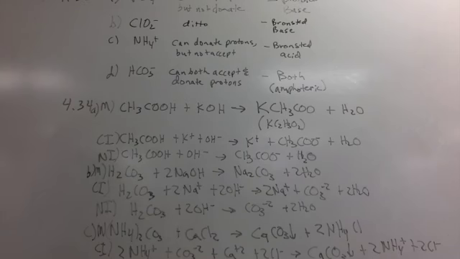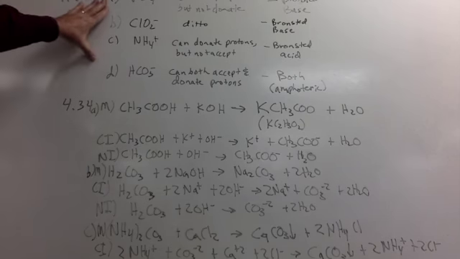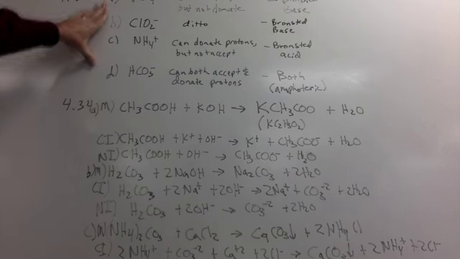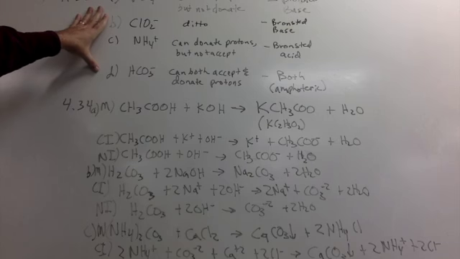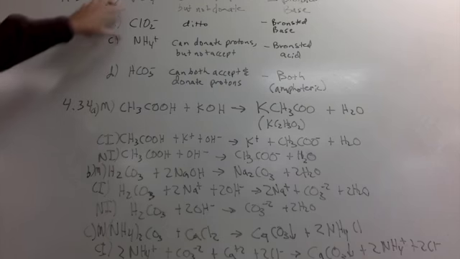This is the 3.B.2 homework, 4.32 and 4.34 from the Cheng book. 4.32 asks us to identify if these ions are Bronsted bases or Bronsted acids. So remember, if it can accept a proton, it's a Bronsted base. If it donates a proton, it's a Bronsted acid.